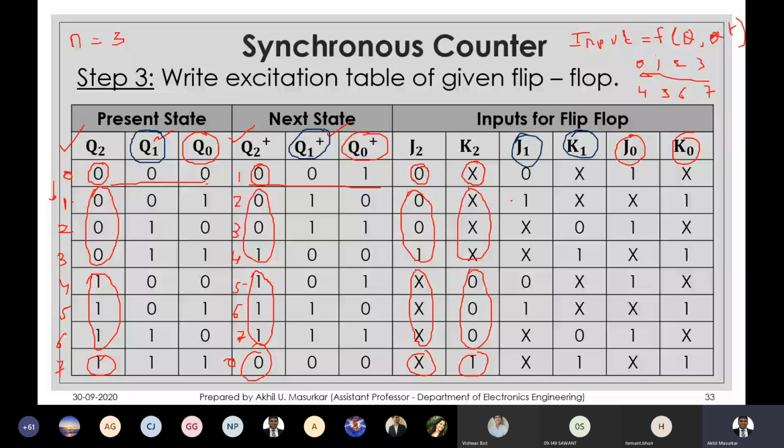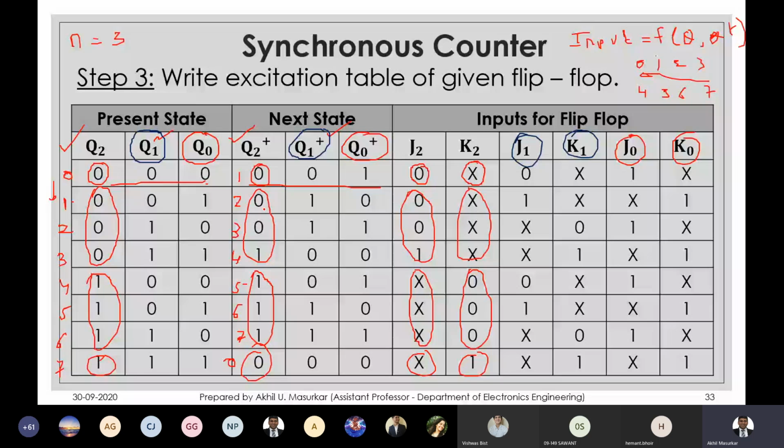So if I am in present state 0, my next state would be 1. Present state 0 means it is 0, 0, 0. Next state will be 0, 0, 1. If my present state is 1, that is 0, 0, 1, my next state should be 2, that is going to be 0, 1, 0.